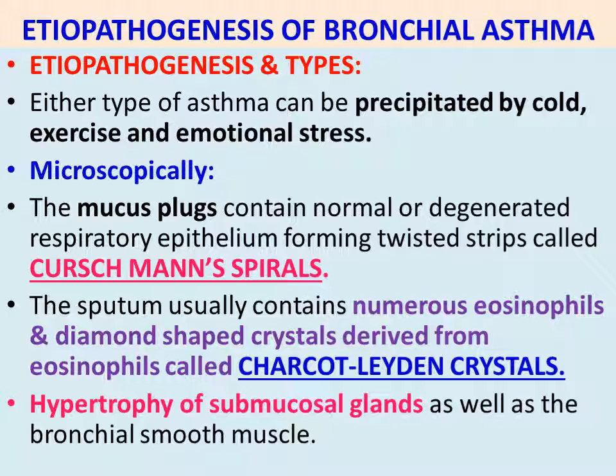The sputum usually contains numerous eosinophils and diamond-shaped crystals derived from eosinophils called Charcot-Leyden crystals. So these two features are major for identifying bronchial asthma: Kirschmann spirals and Charcot-Leyden crystals. Next, hypertrophy of the submucosal glands as well as the bronchial smooth muscle will be observed.